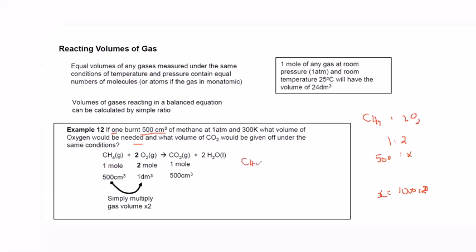The simplest ratio between methane and carbon dioxide is 1:1. So 500 cm cube will be x, cross multiply. So x is equal to 500 cm cube. So we'll get the same amount of carbon dioxide. Is this example clear? Any doubt in this?